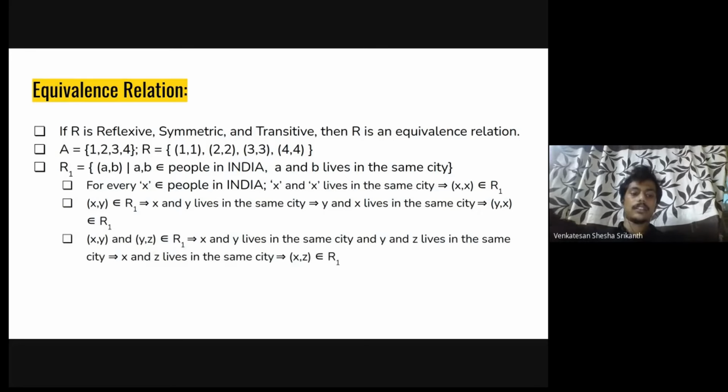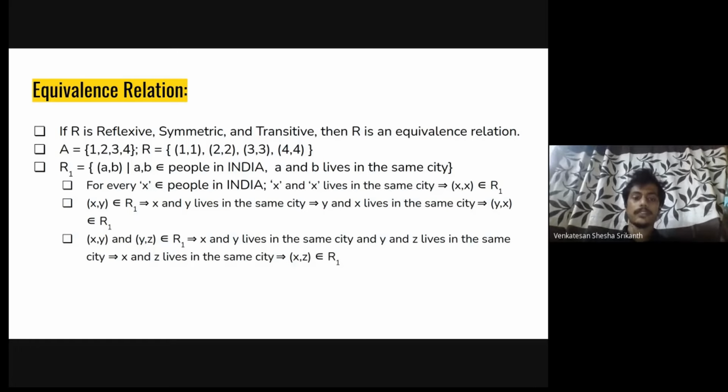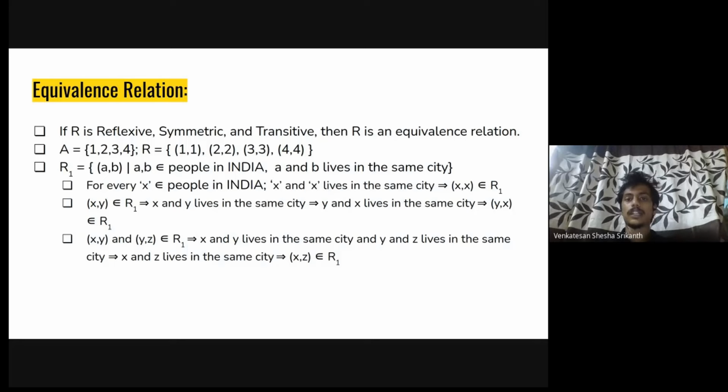And for transitivity, let's take two pairs of elements, (x,y) and (y,z), belonging to R1. That means x and y live in the same city and y and z live in the same city, which says that eventually x and z live in the same city. Like if x and y live in Delhi and y and z live in Delhi, as y lives in Delhi, z also lives in Delhi, which concludes that x and z live in the same city. Therefore (x,z) belongs to R1.